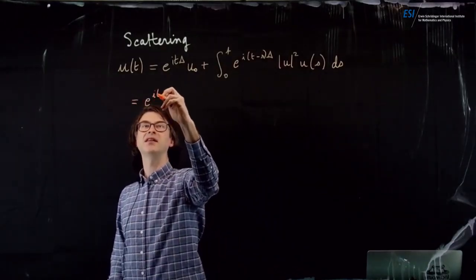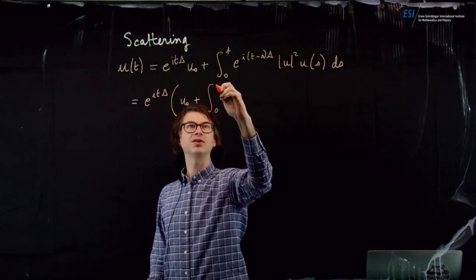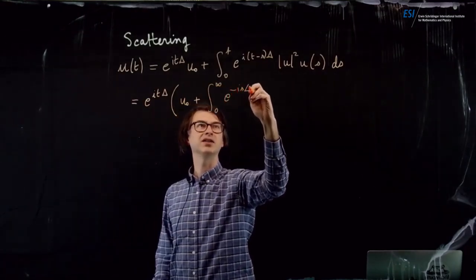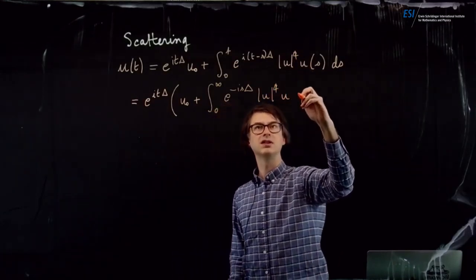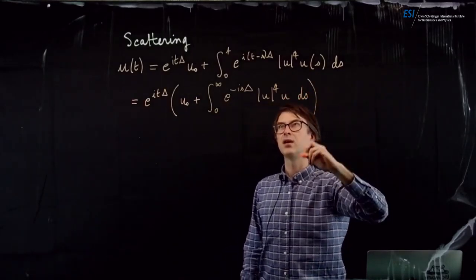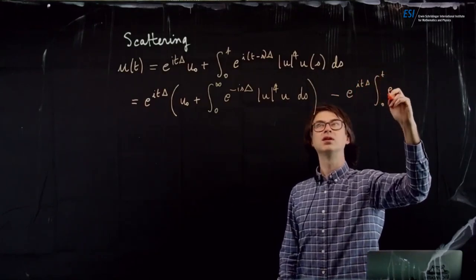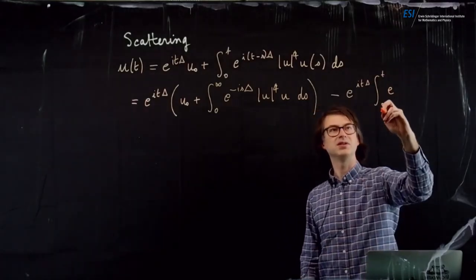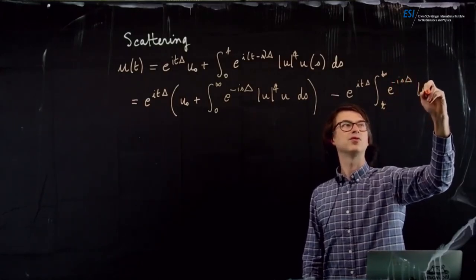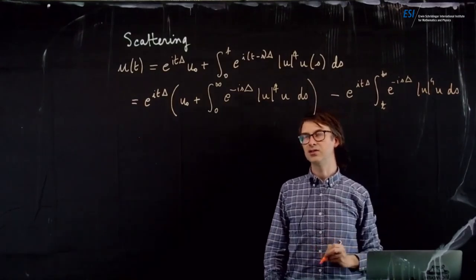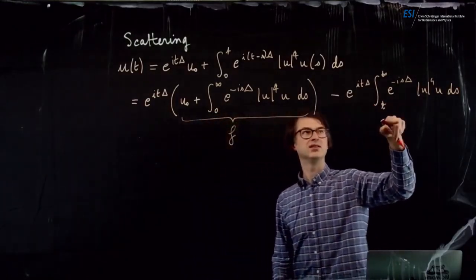We can write it as e^{itΔ} applied to u_0 plus the integral between 0 and infinity of e^{−isΔ}|u|^4 u ds, minus e^{itΔ} times the integral between t and infinity of e^{−isΔ}|u|^4 u ds. Right, so this is our candidate for the f, and then this is the remainder.